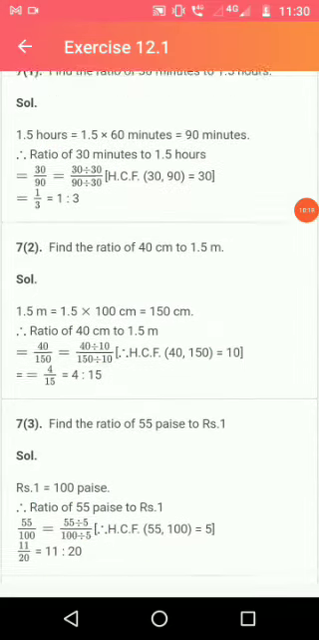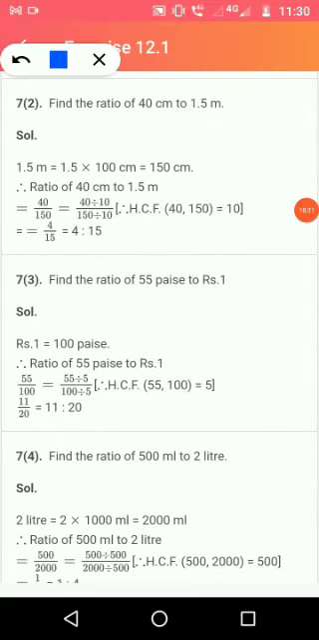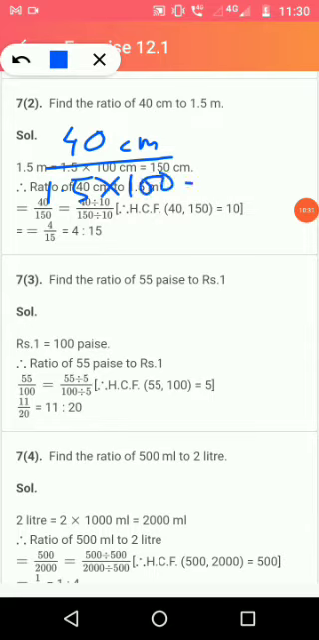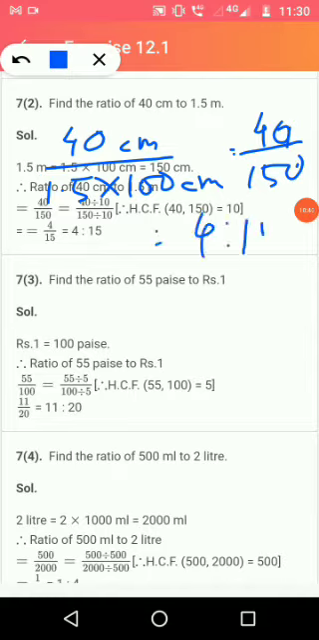Next. Find the ratio of 40 centimeter to 1.5 meter. Again the same thing. 40 centimeter. 1.5 meter is 1.5 into 100 centimeter. Right? So 40 by 150. So 4:15. Okay.